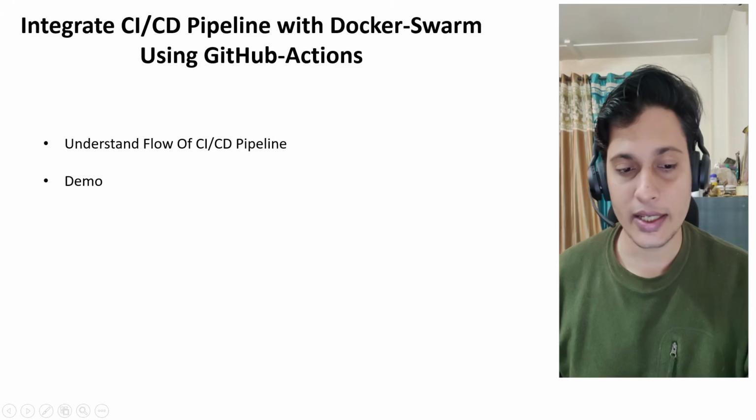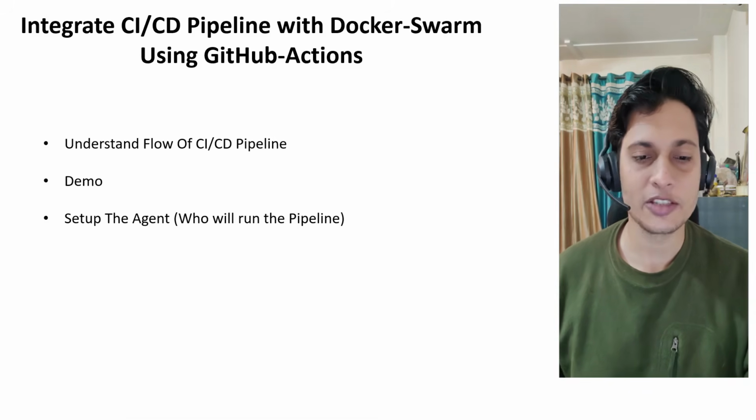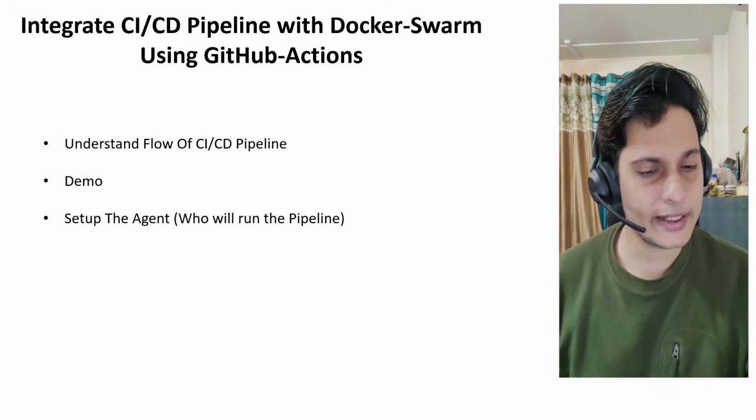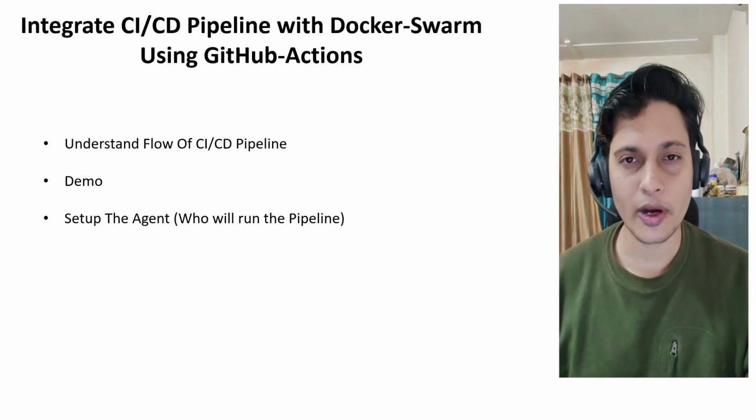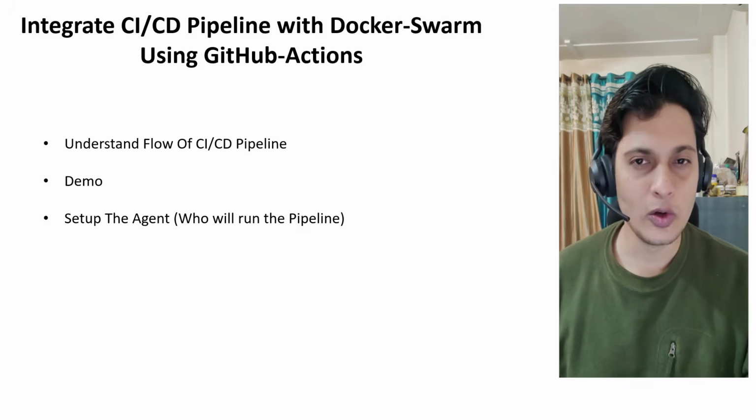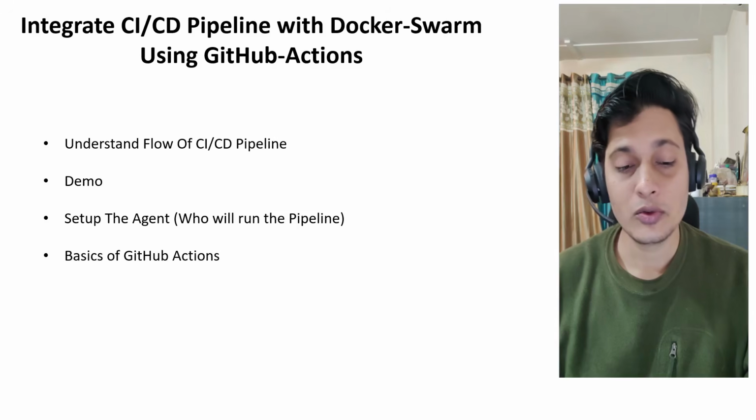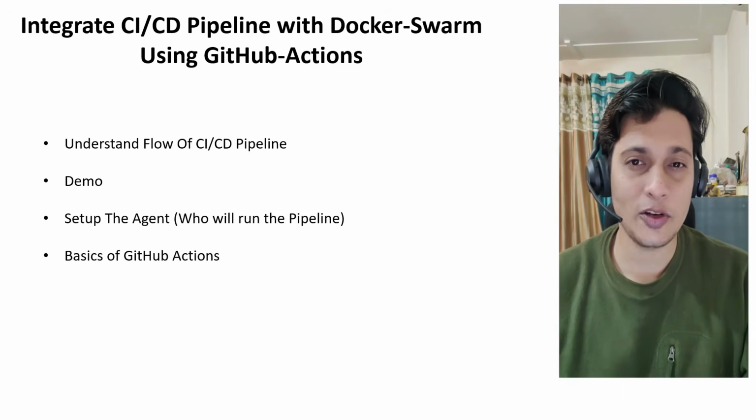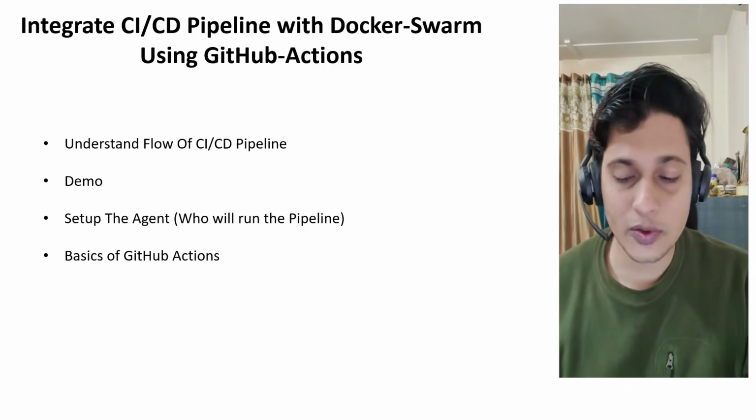Okay, the third thing is to set up the agent which will run the pipeline. What is this pipeline, and what is this agent? I will explain all the things, but setting up the agent is a very required part because it is the one which will do all the actions for us. Then we are going to work on GitHub Actions, so we need to learn the basics of GitHub Actions too. That thing also I'm going to teach you.